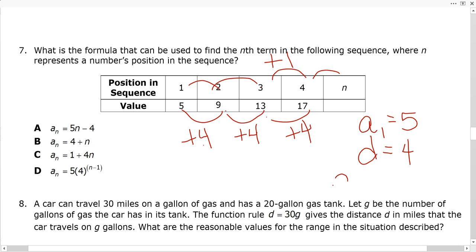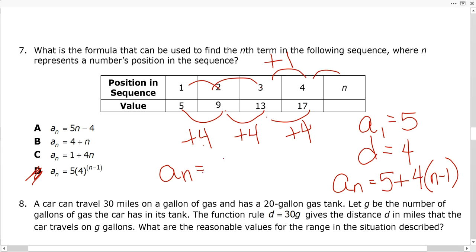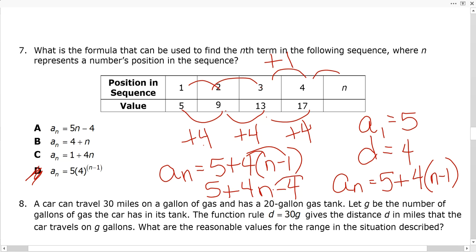Okay, so our formula that we were using would be a sub n equals 5 plus 4 times n minus 1. Since they have n instead of n minus 1, I do know that it's not d. They have n's and not n plus 1. So let's work this out and go ahead and simplify it. So if I have a sub n equals 5 plus 4 times n minus 1, then I'm going to do 5 plus, I'm going to distribute 4n minus 4. So let's simplify my 5 minus 4, and I end up with a sub n equals 1 plus 4n. So my answer choice is C.